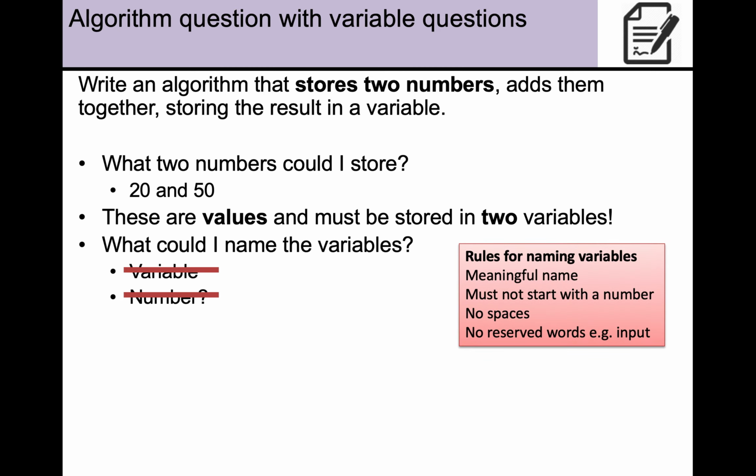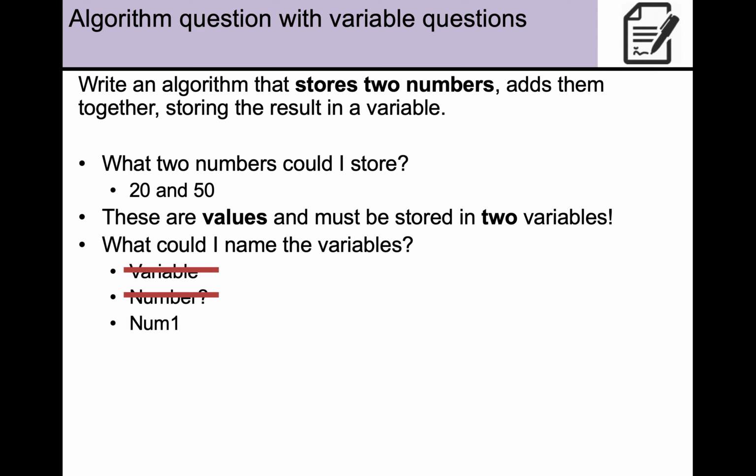So it's worth noting here that we have some rules for naming variables. And the first rule is that they need to be meaningful. If I'm storing a value inside a variable, I need to make it a meaningful name so I know what that value inside there is all about. It mustn't start with a number, can't have any spaces, and it can't be a reserved word like input. I'm going to go over this in a bit more detail later.